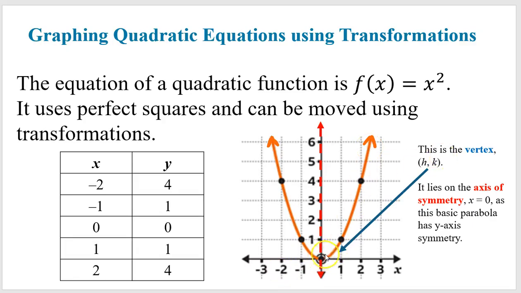Couple of cool things about the parabola. Number one, it has its vertex right here at the bottom. That point we call (h, k). In this case, it's just (0, 0). So that is the vertex (0, 0) of the equation.